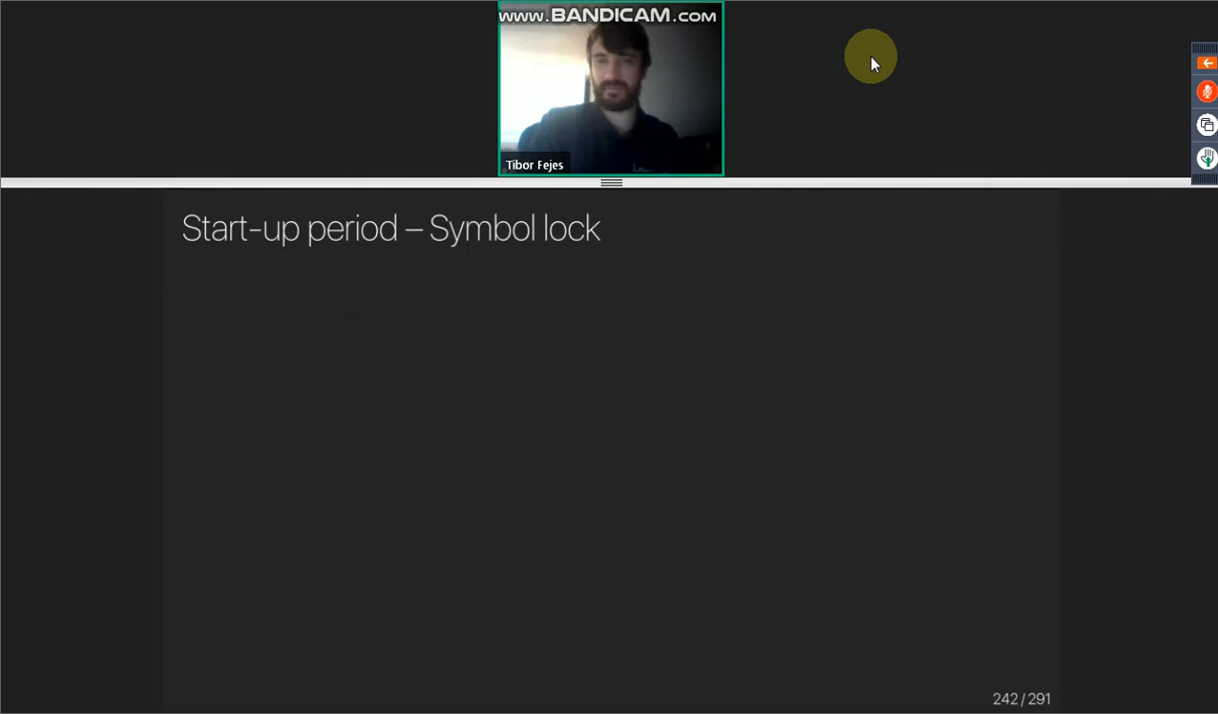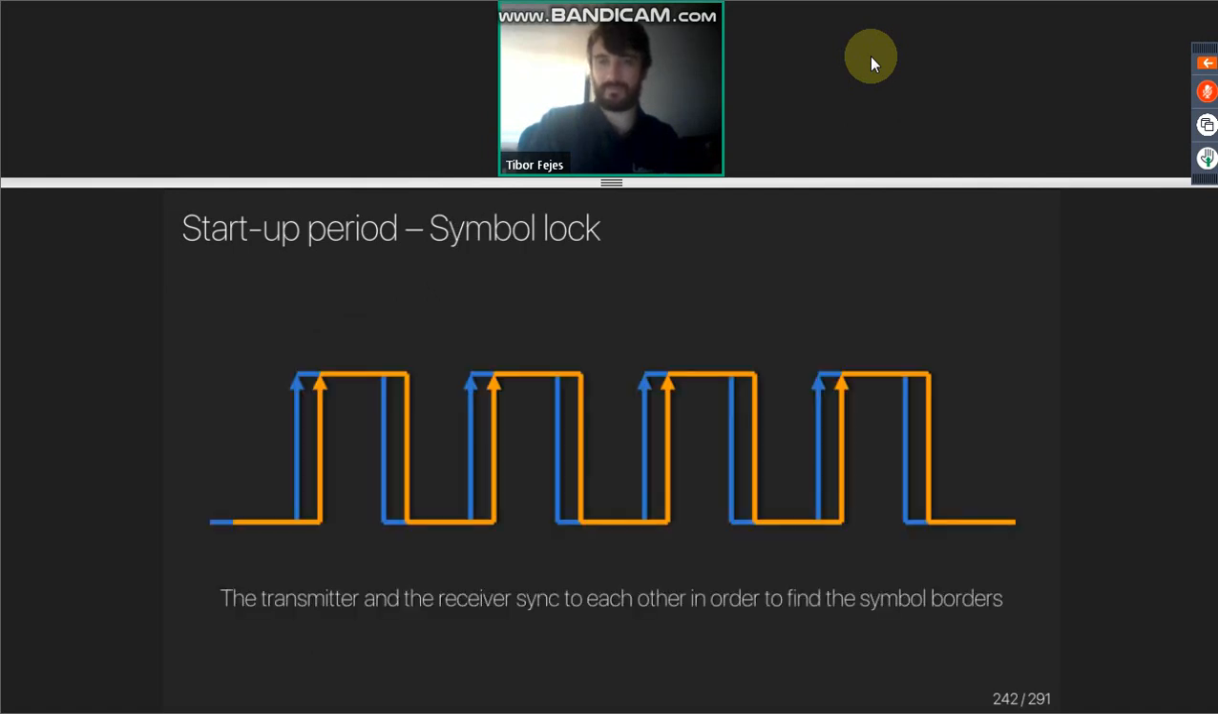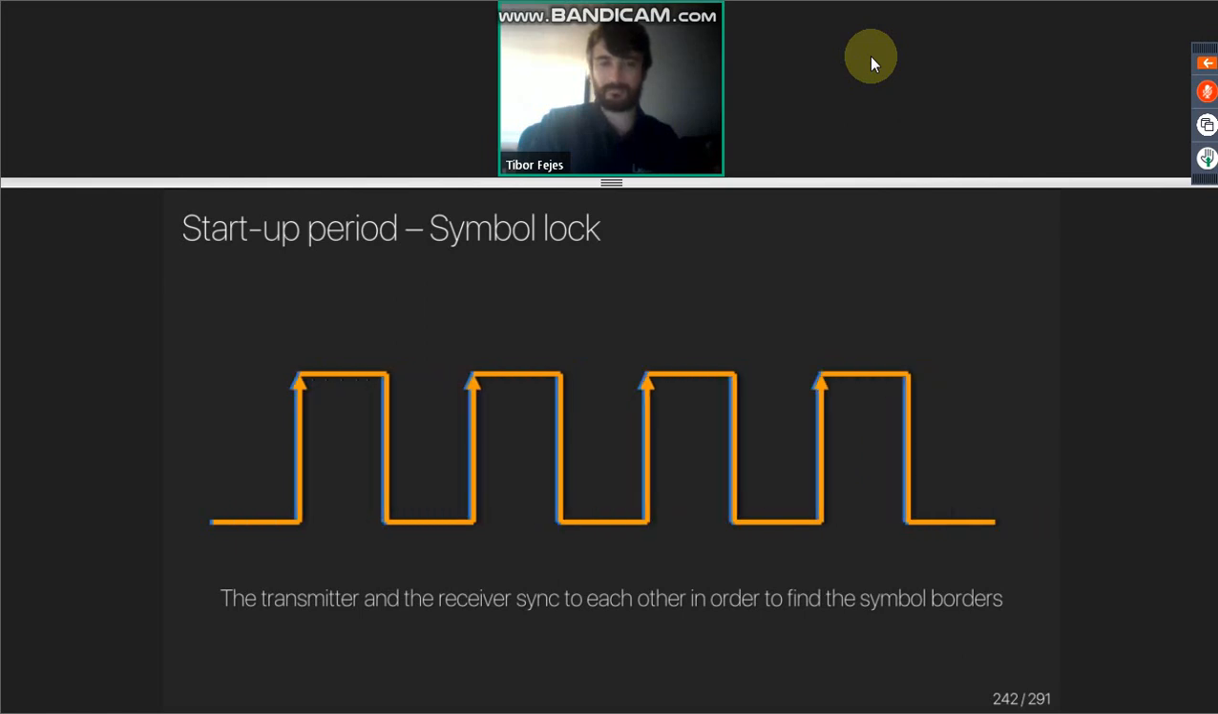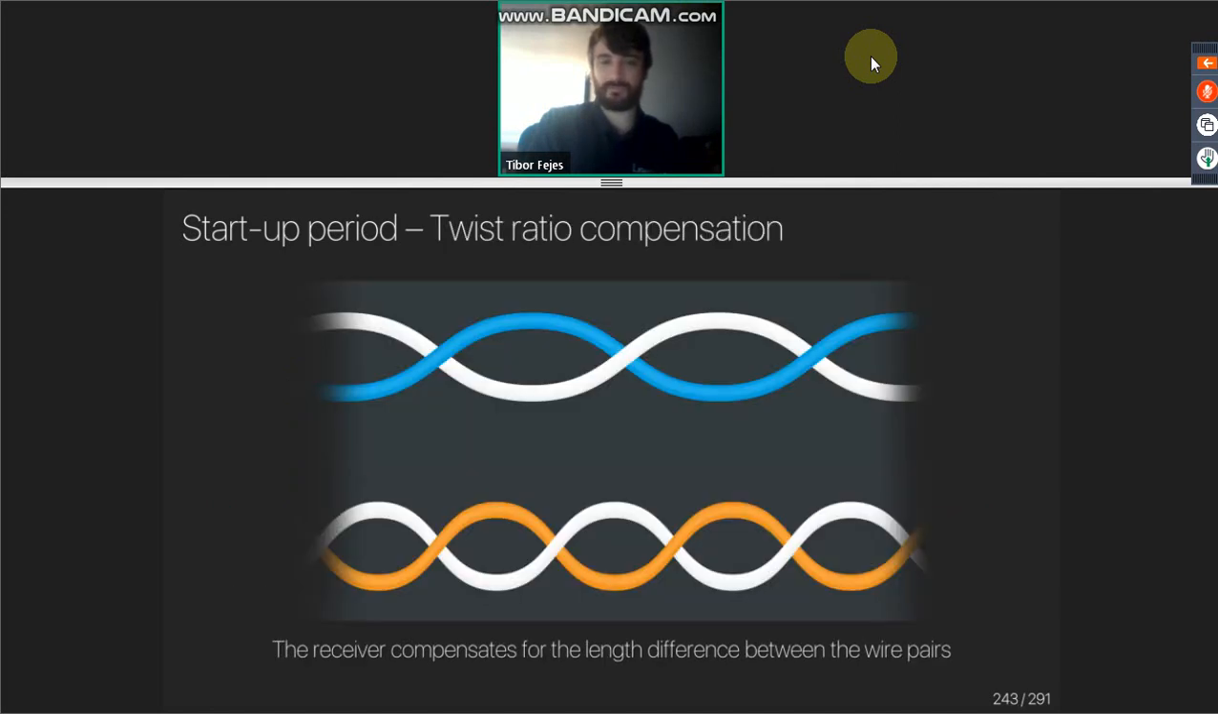Likewise, you can use edge finding to lock onto the symbols and the borders to eliminate any skew. By doing this on each individual wire pair, the different twist ratios are no longer an issue. So already we've compensated for some of the most difficult challenges that we had before HDBaseT.